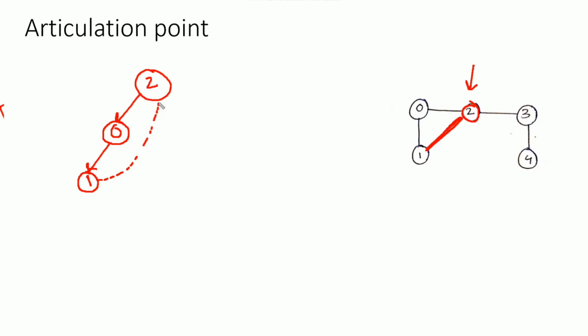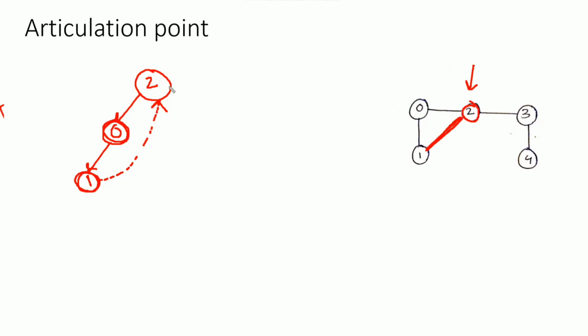I've already explained in my previous video about types of edges in a DFS tree. From a vertex, if there is an edge to its ancestor, then that edge is known as a back edge. Now I've explored all the vertices with respect to vertex 1, and similarly with respect to vertex 0. Now I'll return back to the caller, that is vertex 2.